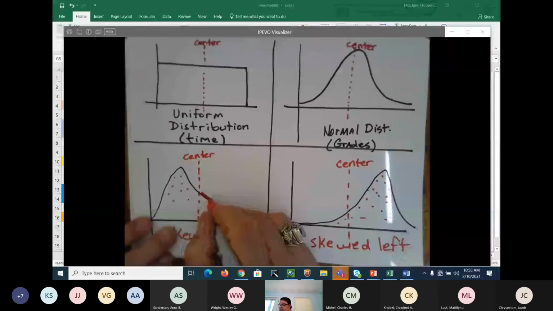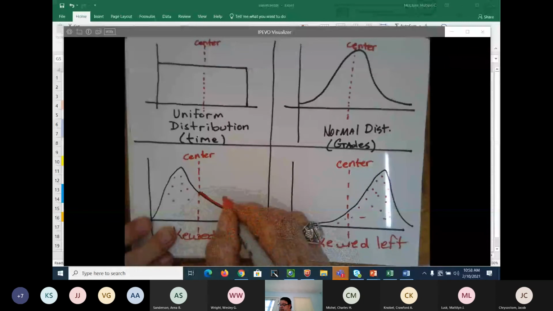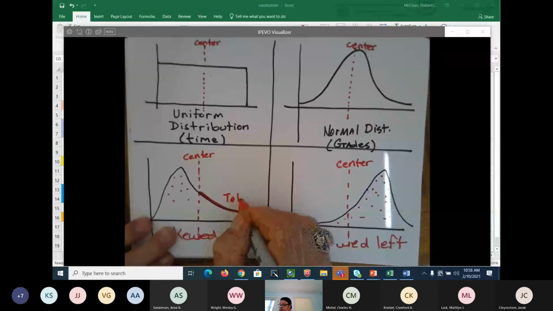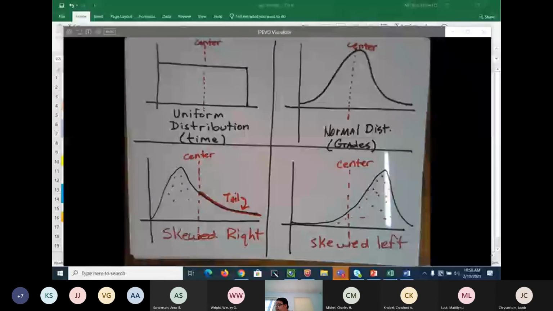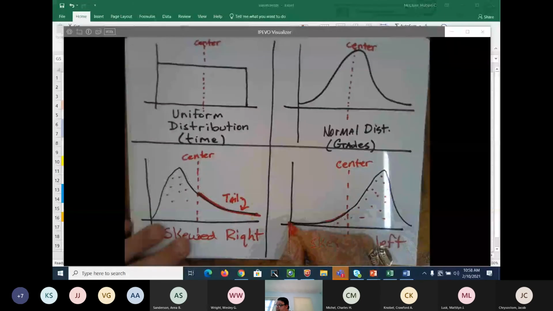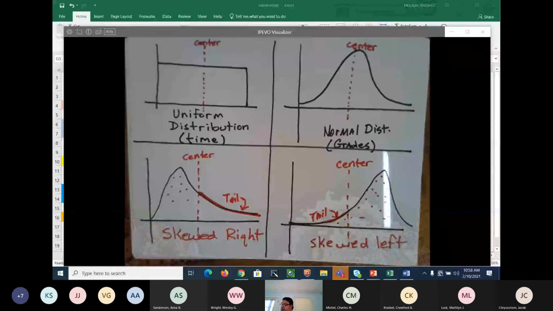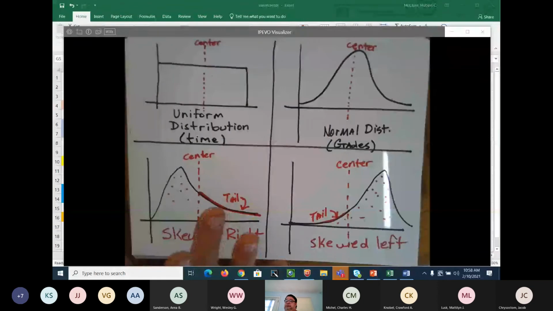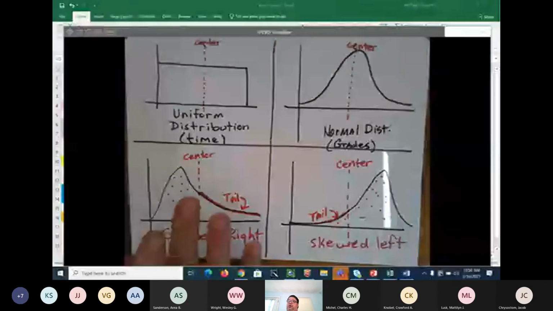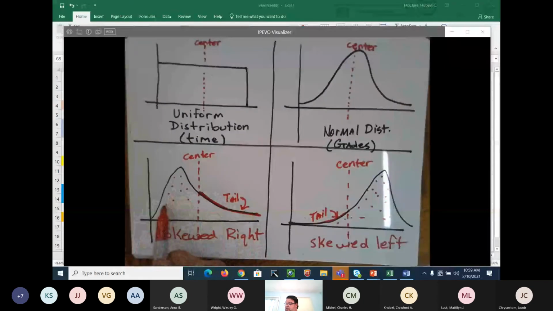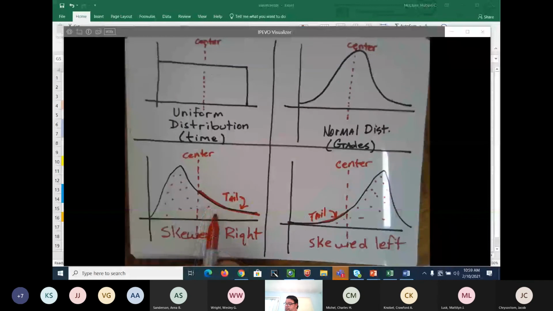If the tail is on the right, it's skewed right. If the tail is on the left, think of a snake, it's skewed left. However you want to remember it, I don't really care. All I care about is that you understand that the data is over here. You may have a couple of pieces over here, but the data predominantly.